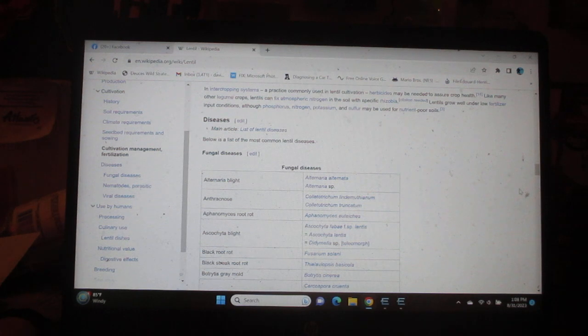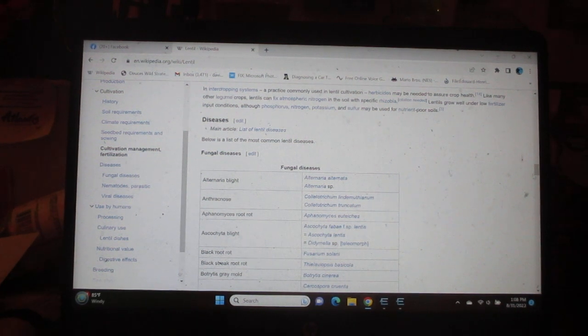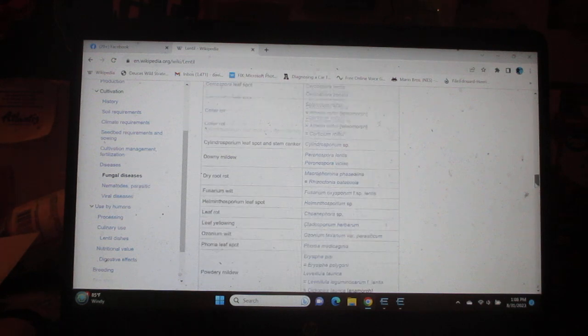I've never studied Latin. Aphanomyces root rot, Aphanomyces euteiches. This will just be a comedy session. I don't know how to pronounce this.